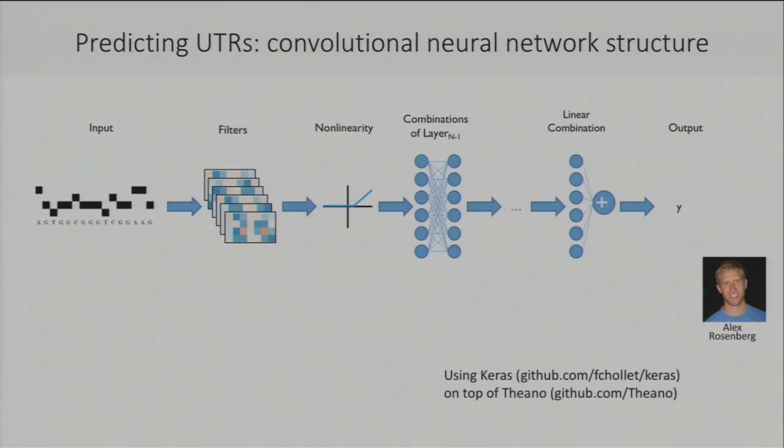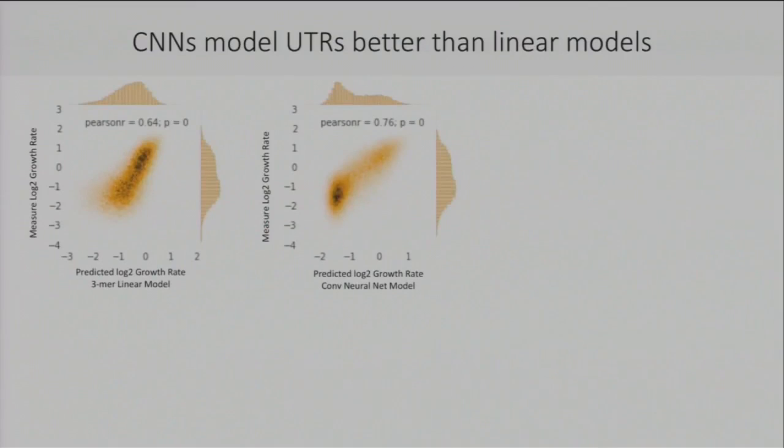So this is a 10% held out test set, where we build the model on 90% and then measure the other 10% of our data. If you compare the 3-mer additive linear model here to the convolutional neural network, our convolutional neural network actually does quite a bit better than the linear model. We were pretty happy with these scores.